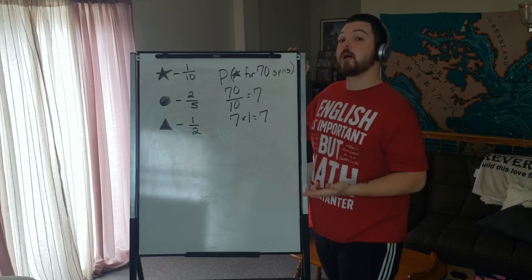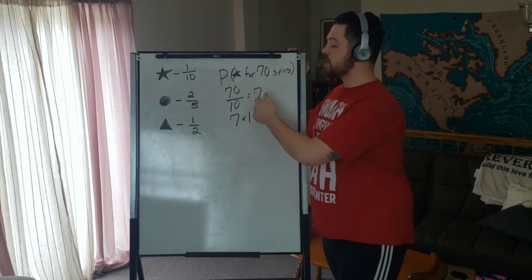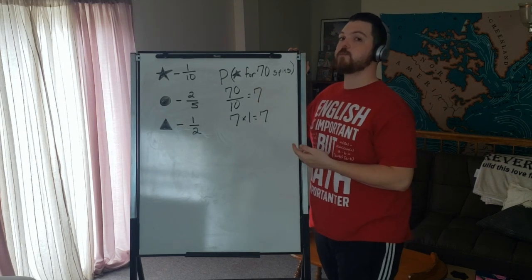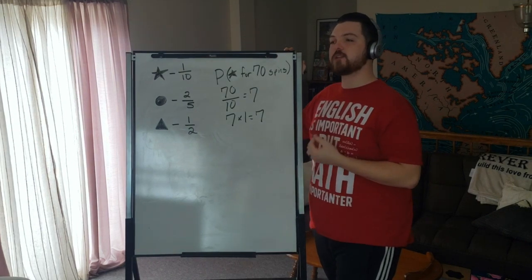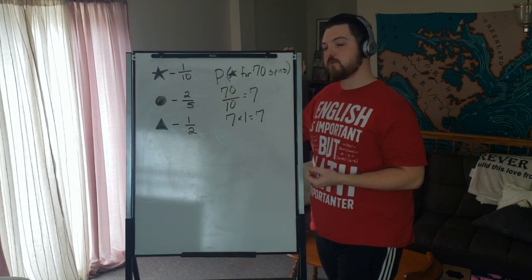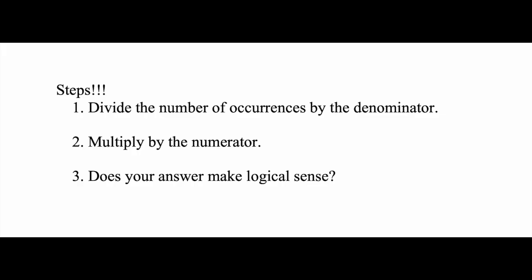Do not forget to plug back in. For the stars, yes, it works out to get our answer here. That's because our numerator is 1. If our numerator is not 1, you need to make sure you plug back in. Remember, our steps: divide, multiply. Think logically, does it make sense?